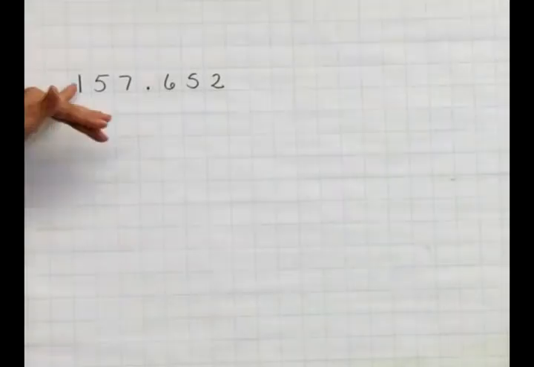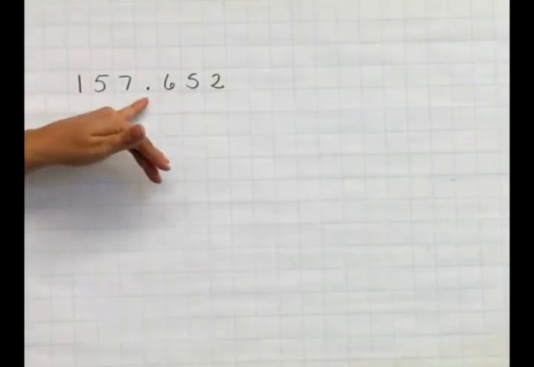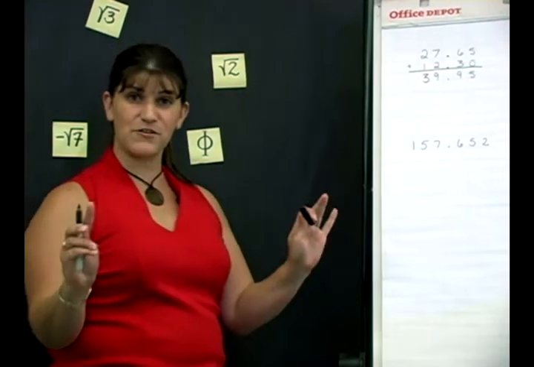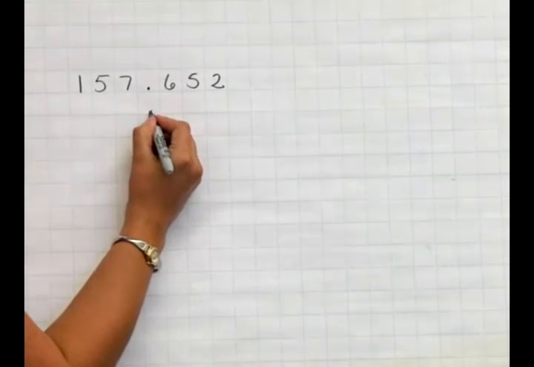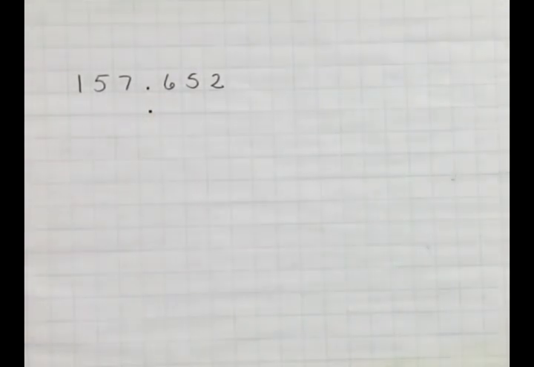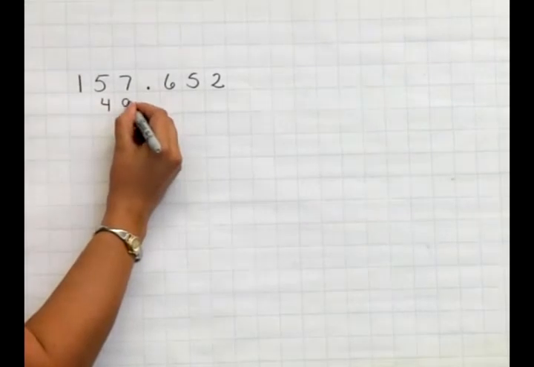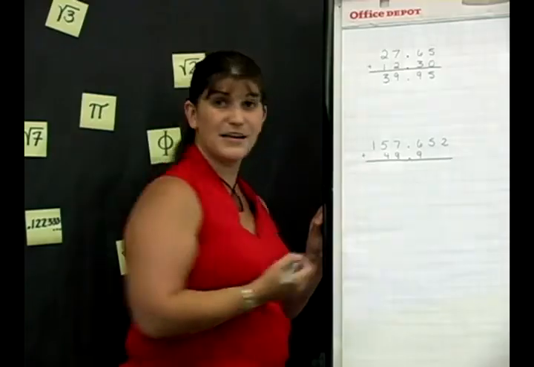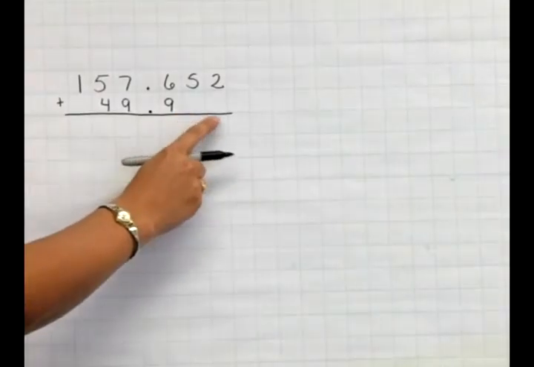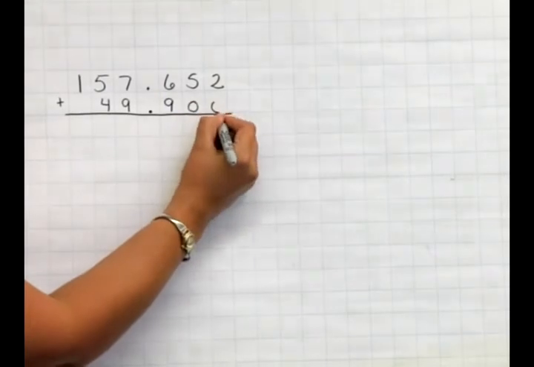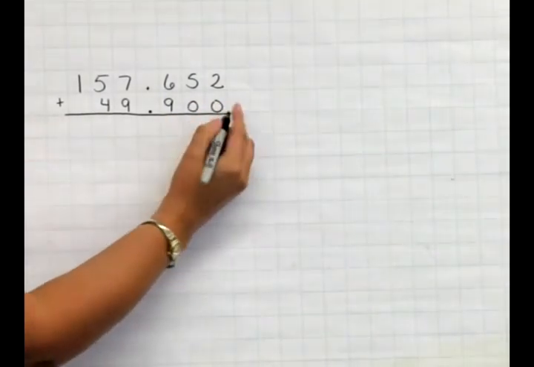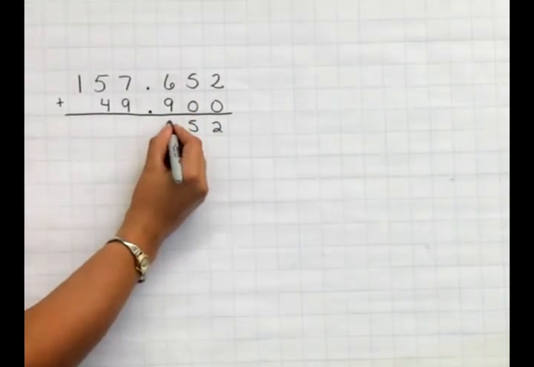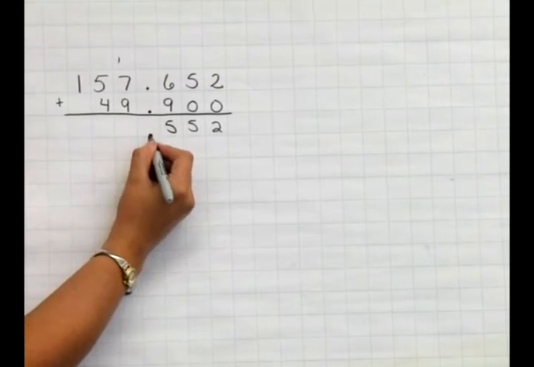For our next problem, 157.652. To this number, I'm going to be adding 49.9. Again, my first step is to line up the decimals. Now I can write the number around it. 49.9. And here we go. Now we're going to add it. Remember, we can fill in our zeros here because they don't change the number since they're after the decimal. So now we simply add. Don't forget, we have to carry here. Bring down that decimal.